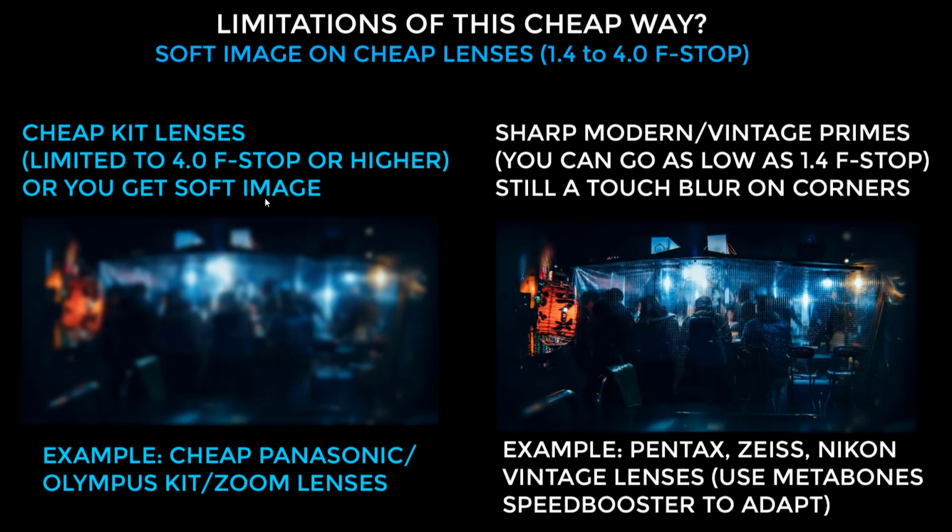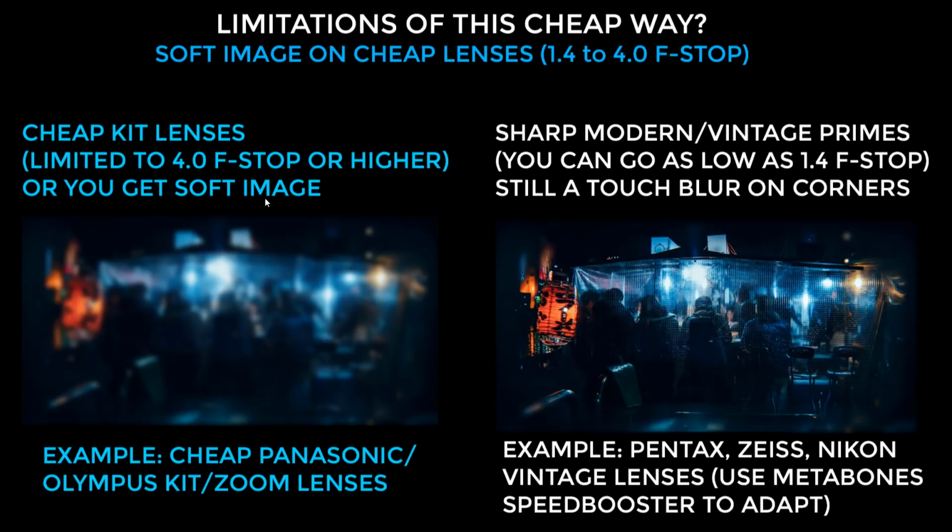But here's the thing. With cheap kit lenses, you're going to be limited to f/4.0 or higher, or you're going to get a soft image in the center of the frame, not to mention the edges. Cheap Panasonic and Olympus kit zoom lenses, it's the way it is. You can still get good stuff the second you hit f/4.0. It's pretty much clean at f/4.0 or higher. You're sacrificing the ability to have shallow depth of field, areas that are basically out of focus in the background.